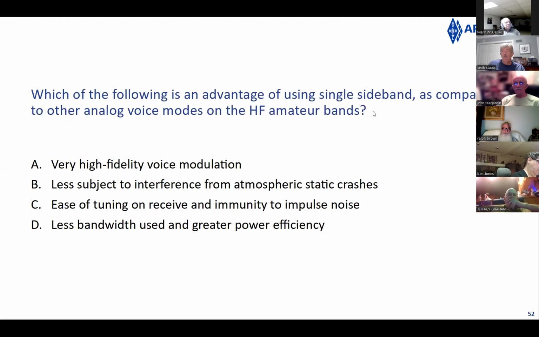Which of the following is an advantage of using single sideband as compared to other analog voice modes on the HF amateur bands? Very high fidelity voice modulation, less subject to interference from atmospheric static crashes, ease of tuning on receive and immunity to impulse noise, or less bandwidth used and greater power efficiency? D, Delta.